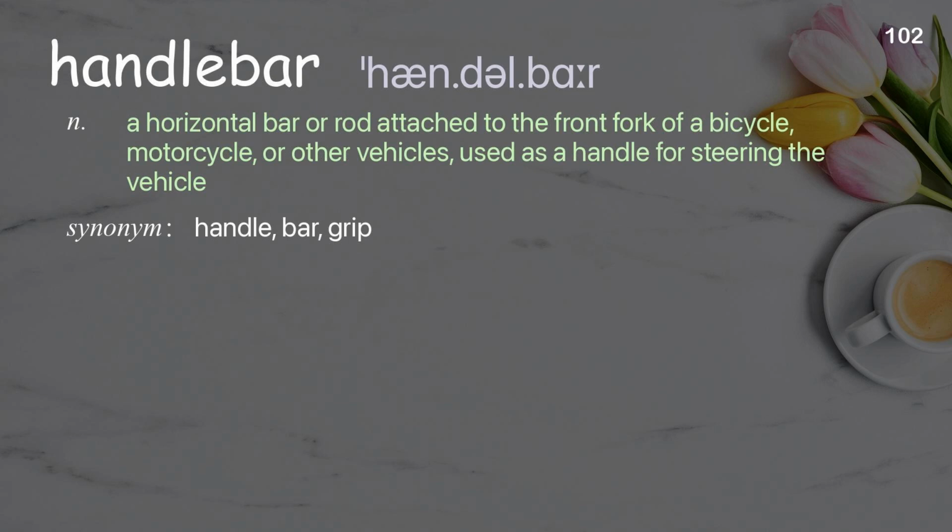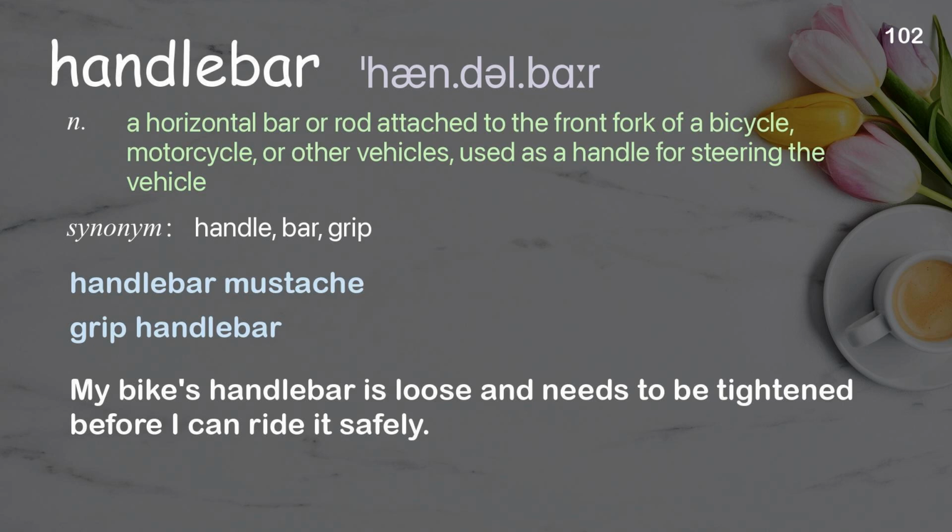Handlebar. A horizontal bar or rod attached to the front fork of a bicycle, motorcycle, or other vehicles, used as a handle for steering the vehicle. Examples: Handlebar mustache. Grip handlebar. My bike's handlebar is loose and needs to be tightened before I can ride it safely.